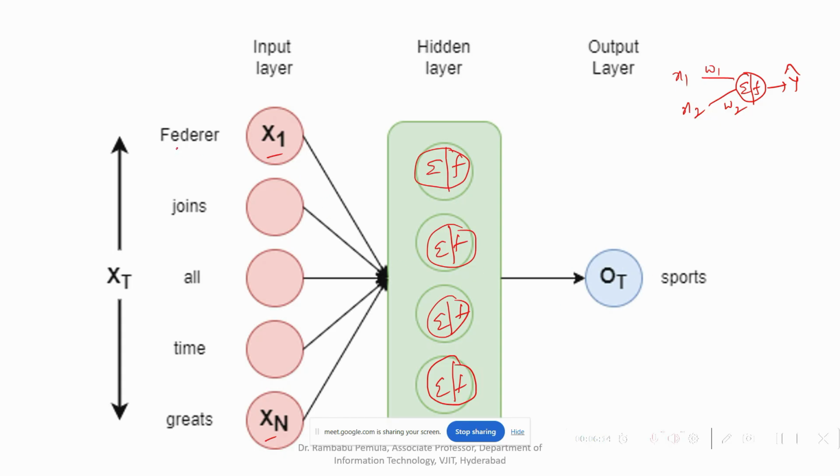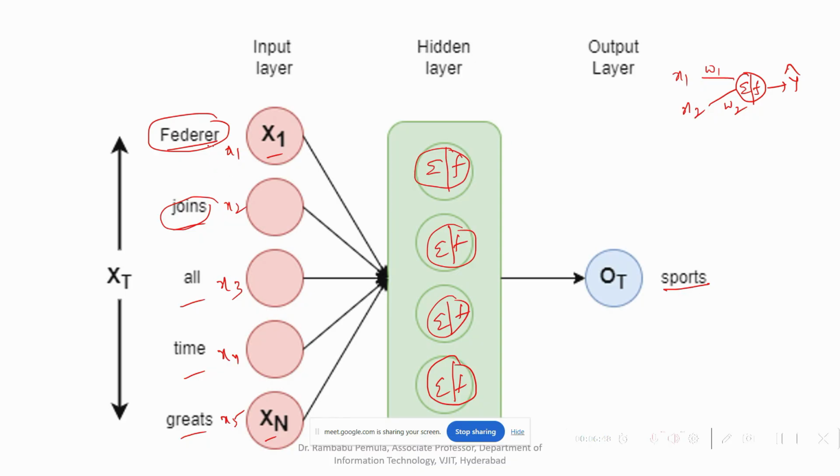So here the input is, for example, "Federer Giants all time greats". Here x1 is nothing but Federer, so we have x1, x2, x3, x4 and x5. Here the 5 inputs are there. Based on these 5 inputs, we are going to generate the corresponding class label, like whether it is sports news or political news. This is possible with the help of artificial neural networks.